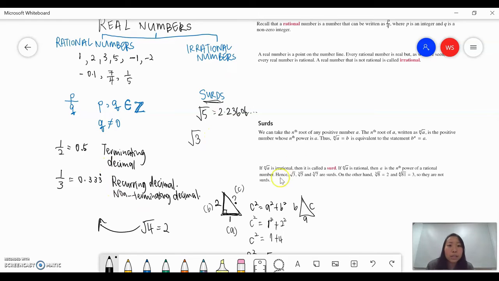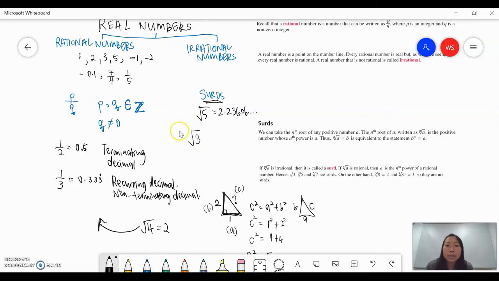Okay, so hopefully this has given you a good enough example of what constitutes surds and how you identify them. Surds are irrational numbers. That's what we understand. Now, moving on, how do we actually read surds?